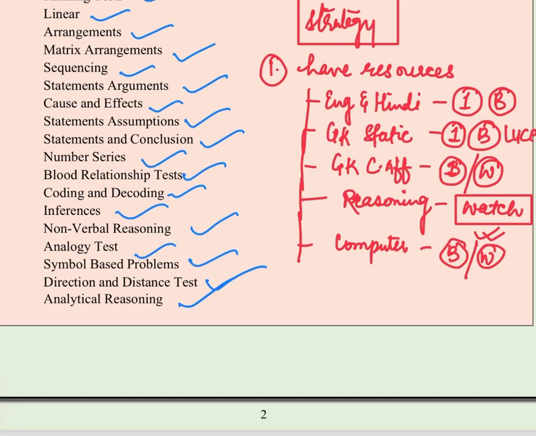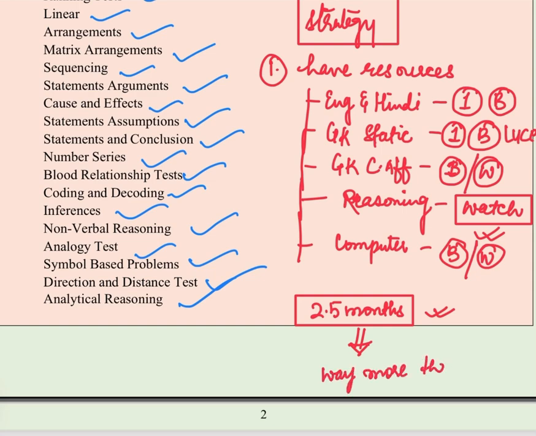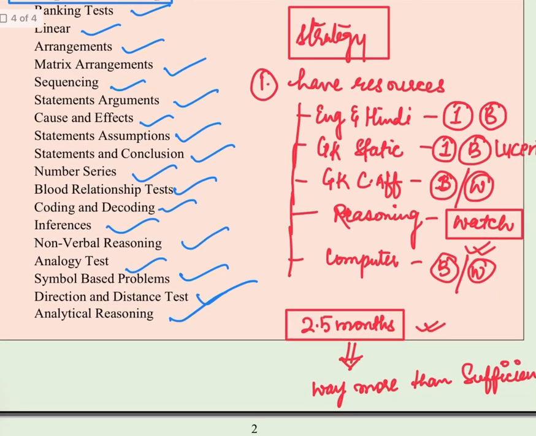So you have around 2.5 months, because we don't know on which date of March you will be getting the examination. Believe me, this much time is way more than sufficient. You have given a lot of time. You have a lot of time. You just have to channelize your preparation into the right direction. So this is the strategy, and now it is up to you.